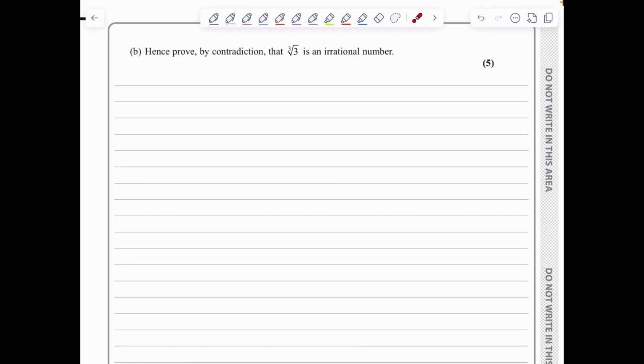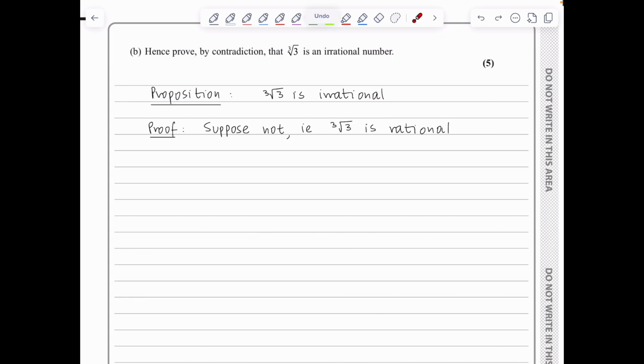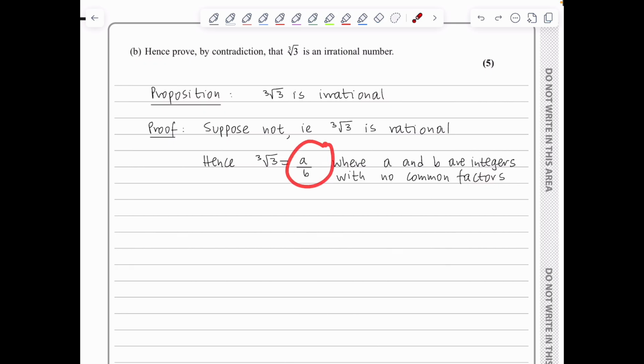In part B, we are asked to hence prove by contradiction that the third root of 3 is an irrational number. So the proposition is there, the third root of 3 is irrational, and with contradiction we always start by assuming the opposite. So we say suppose not, i.e. the third root of 3 is rational. This simply means that it can be written as the ratio of two integers, and I will say that these integers have no common factors, so we have started with a simplified fraction.